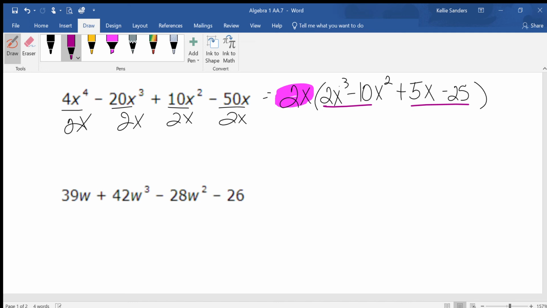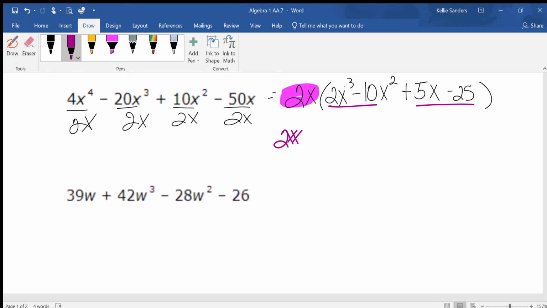So the 2x, now, I'm kind of pausing here because I want to make it as clear as possible so we don't get confused. Okay, so this is what I'm going to do. I'm going to bring down the 2x and I'm going to highlight it. And then kind of pretend that those parentheses aren't there.